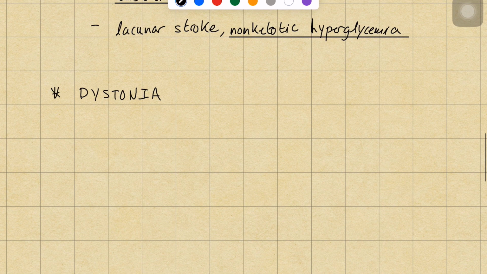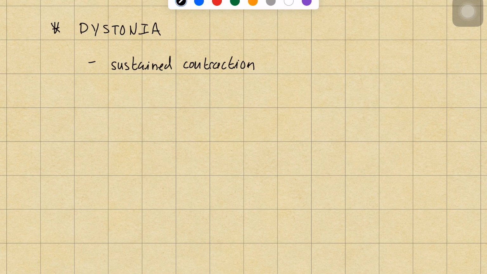So dystonia is a sustained contraction. So that's the key word there, sustained. It's a sustained contraction. You can contrast that to the following dyskinesia that we're going to discuss, which is more kind of shock or lightning-like. This dystonia is sustained muscle contraction.